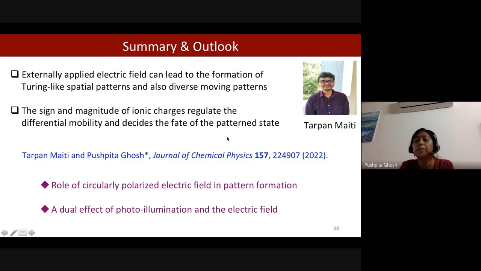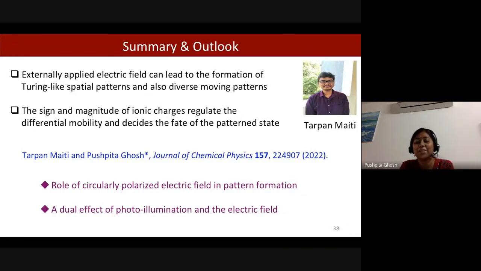And we are further looking at how different kinds of electric field, like circularly polarized electric field, can have an effect on this chemical system, and the dual play of illumination and electric field, which can also give a very nice variety of diverse spatiotemporal orders. And as long as we can realize them, we can modulate and modify them to our desired outcome.